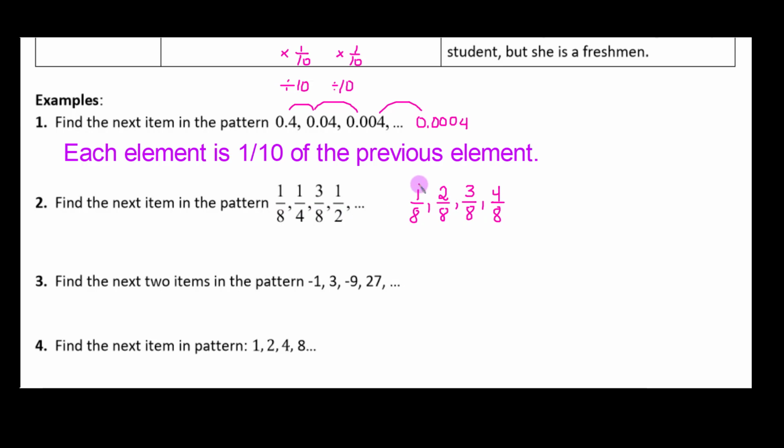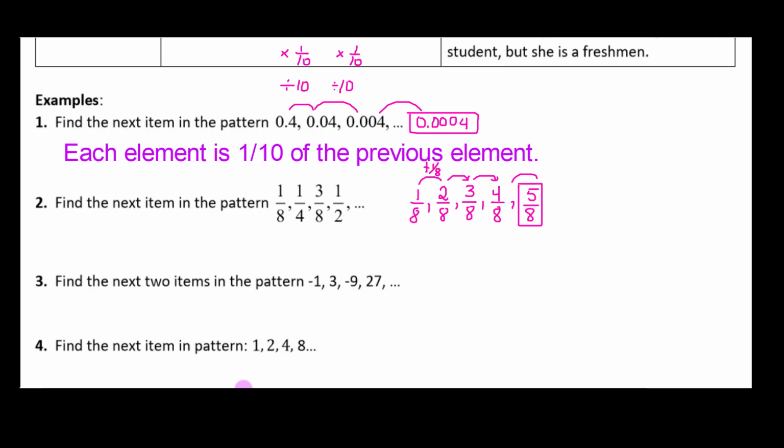And this one is a little bit easier to see that you're adding 1/8 every time you go up. Okay, so you are adding 1/8 and then 1/8. So that means the next term will be 5/8. So that's our next term. Just like in the previous problem, we found the next term.